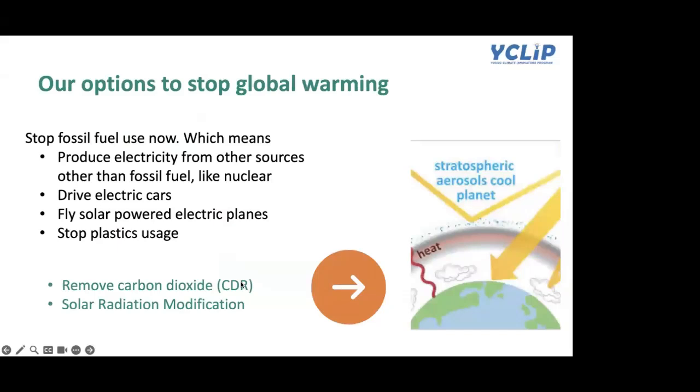So for me, I say our option is to stop global warming. How do we do it? One, we have to stop the use of fossil fuel, which means that we have to produce electricity from sources other than fossil fuel. Like we can go into nuclear energy. Countries that are comfortable with it are doing that already. Most developed countries are into nuclear energy, although they still use fossil fuel for other energy sources. Most of them have nuclear energy.